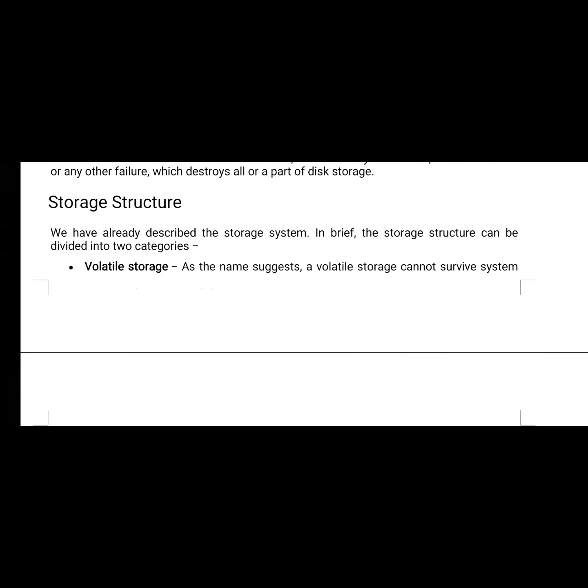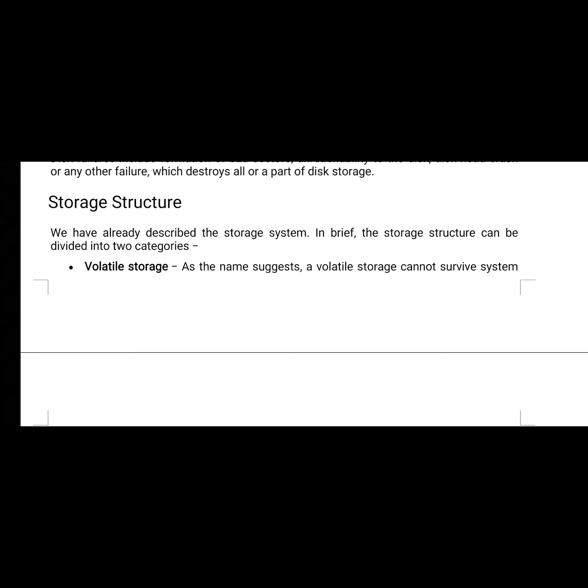Up to now we have discussed the different types of failures: system errors, logical errors, system crashes, and hardware failure. Those types of errors are considered in the failure classification. Now we will discuss the storage structure. In the last class we also discussed this, but here we discuss volatile storage and non-volatile storage. What is the meaning of volatile storage?